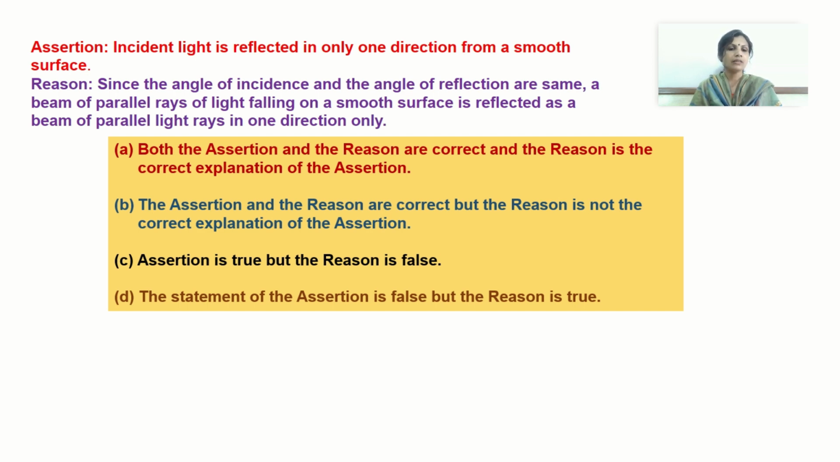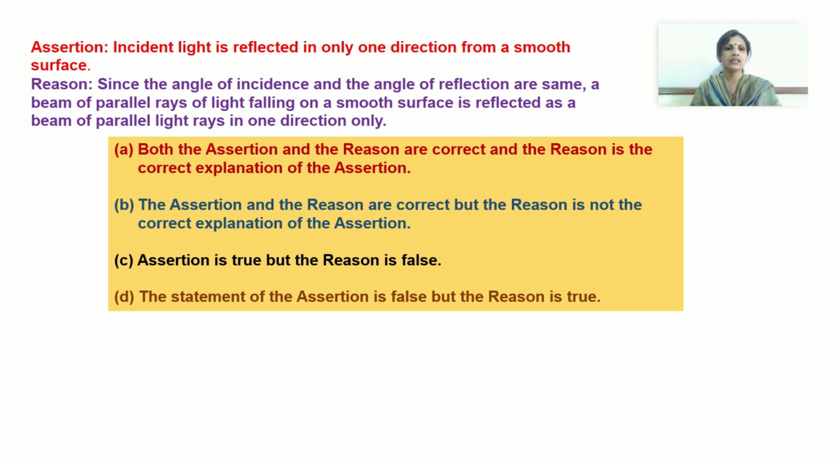Second possibility is the assertion and reason are correct but reason is not the correct explanation of the assertion. Third possibility is assertion is correct but reason is wrong. And the next possibility is the statement of assertion is false but the reason is true. So in which category are assertion and reason false, that we have to check out.